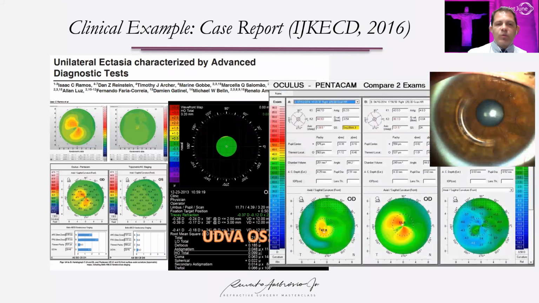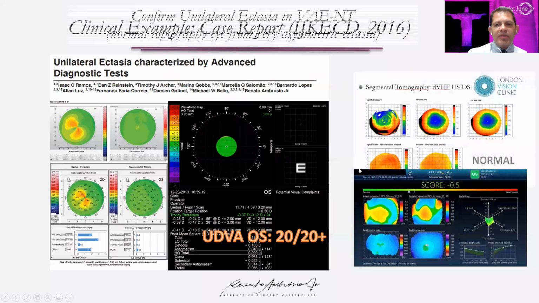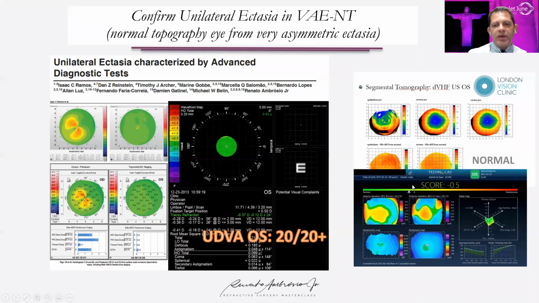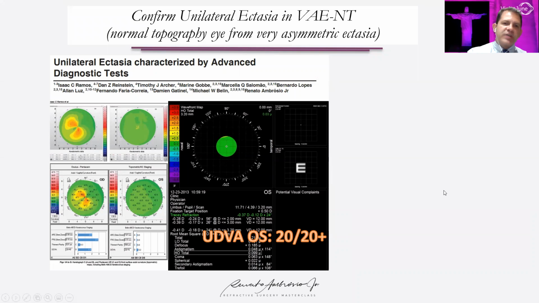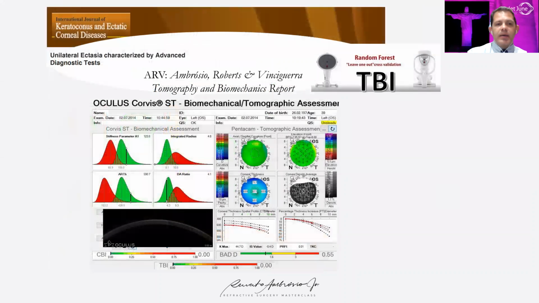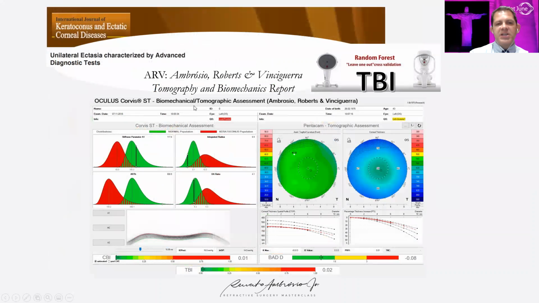Ectasia can occur in only one eye. This patient was followed by Dan Reinstein after having corneal ring at my clinic. The left eye was very normal, and everything was still normal on the epithelial thickness and the Dan Z. Gatinel Orbscan score, and this eye was considered as a unilateral ectasia, also based on the 2014 retrospective TBI that was still normal a few years later.